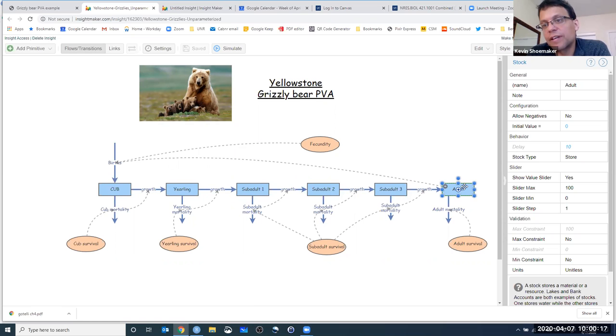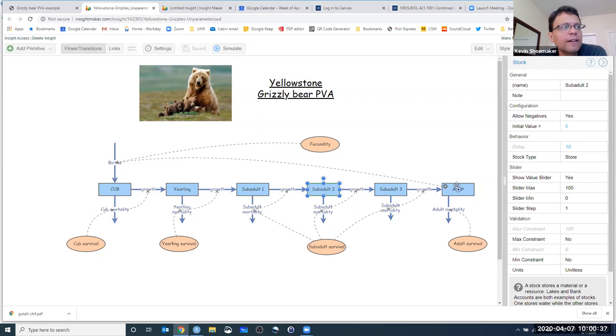So they have a few subadult stages where they still might have fairly high survival, but they're not yet able to reproduce. All right. So that's how we're conceptualizing the life history of the grizzly bear population at Yellowstone.